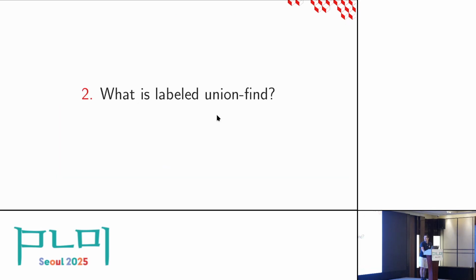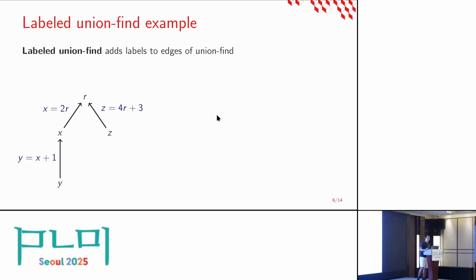But now I can finally present the labeled union find data structure. As I mentioned, it's an extension of union find. The idea is we just add these labels, these relations, to the edges of our union find. The key operation we have is the find, which is that for any connected component in our graph, we can return one distinguished element. And we're just going to modify the find to return not only the distinguished element, but the relation we have with that distinguished element.